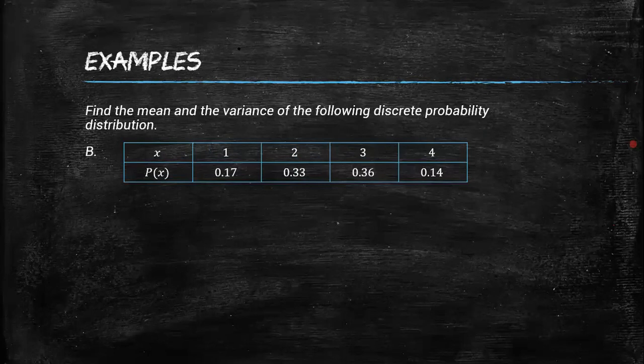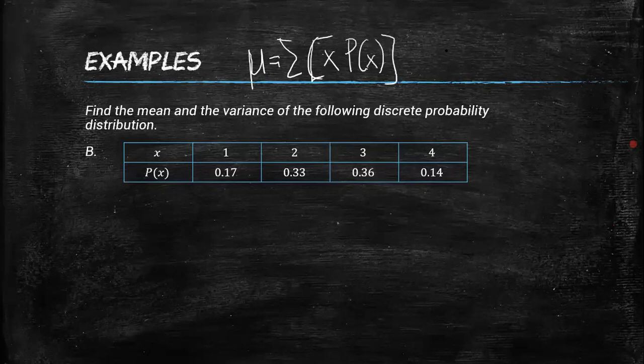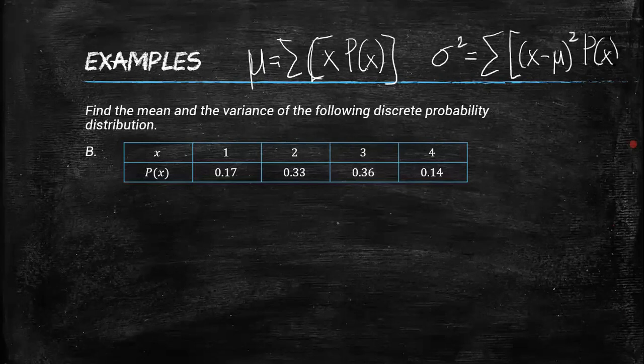Pero to help you, para hindi na tayo magbalik-balik ng slide, isusulat ko na lang dito yung formula muna. So mu is equal to the summation of x times p of x. While the variance lang muna, wala na standard deviation. The variance is the summation of x minus the mu or the mean squared times p of x. Okay, so I'll be giving you 5 minutes to find the mean and the variance.